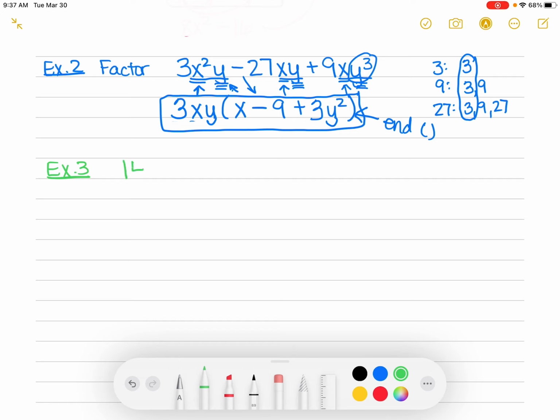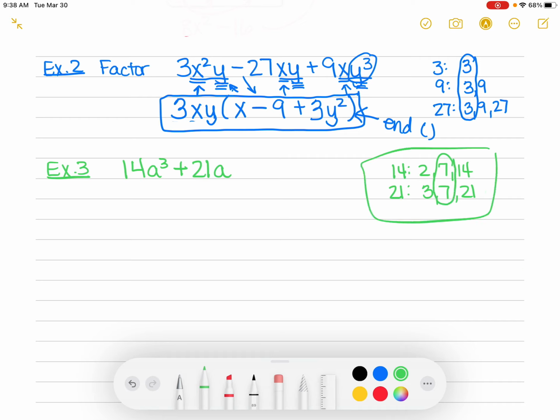14a cubed plus 21a. Okay, so hit pause and go ahead and solve this one on your own. Okay, y'all should be back now. First, we're going to find the greatest common factor for 14 and 21. So for 14, it's 2, 7, 14. And for 21, it's 3, 7, 21. So the only common factor they have is 7. So that's the number I'm going to take out of this.